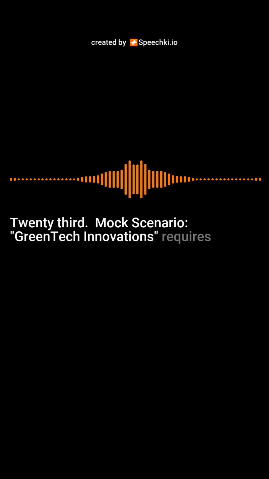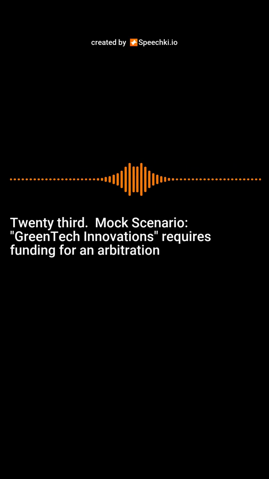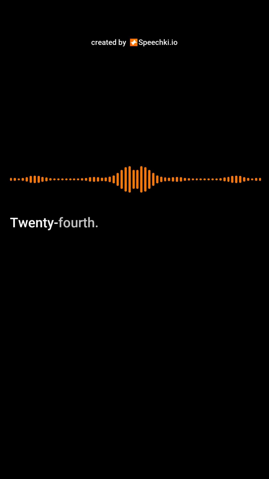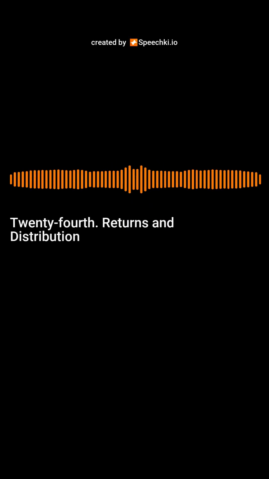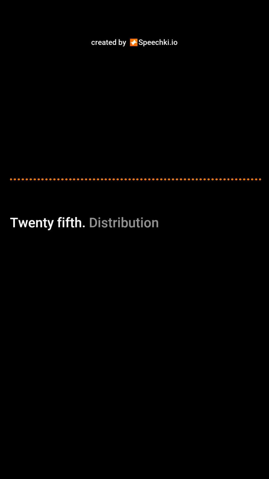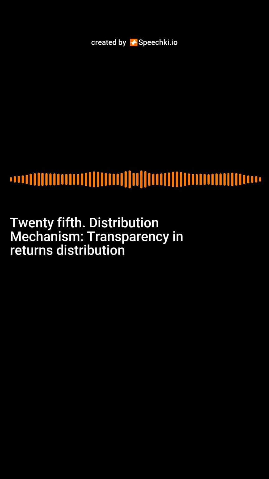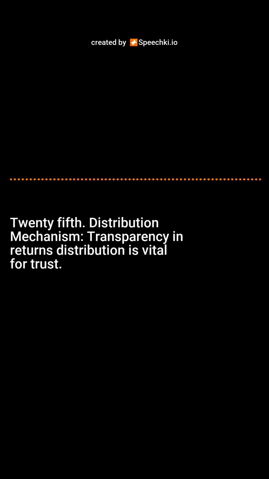23rd, mock scenario. Green tech innovations requires funding for an arbitration case. Through ARIS, they transparently showcase how funds will be used, attracting multiple investors. 24th, returns and distribution. 25th, distribution mechanism. Transparency in returns distribution is vital for trust.